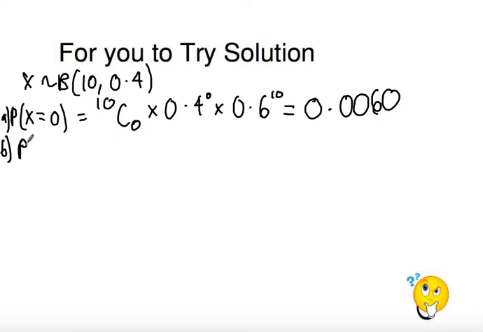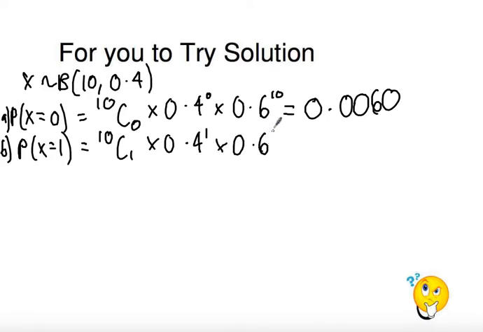Part B, probability x equals 1, exactly the same, except this time it's 10 choose 1, times 0.4 to the power of 1, times 0.6 to the power of 9. And there are some small checks you can do, like the powers here, they should add up to the number of trials, and the probabilities here, they should add up to 1. Just small things that you can double check. Now if you work through this, you should get, to 4 decimal places, the probability of 1 success is 0.0403.